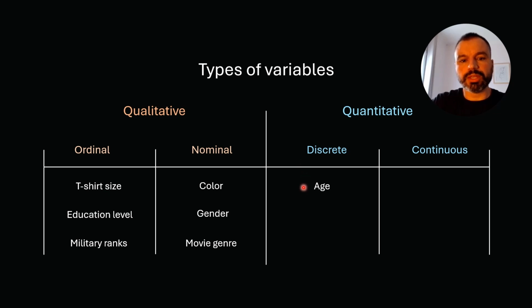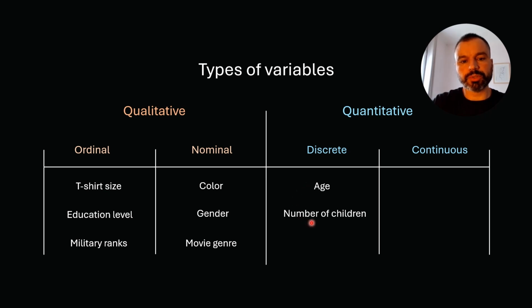Age. Age is usually expressed in whole numbers. We don't say I'm 43.2 years old. We say I'm 43 or 44. So age will most of the time be expressed with whole numbers, not with decimal numbers.